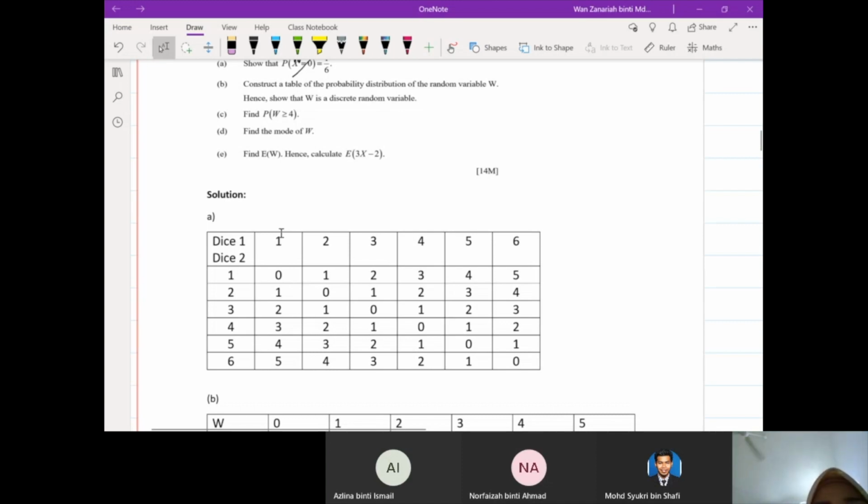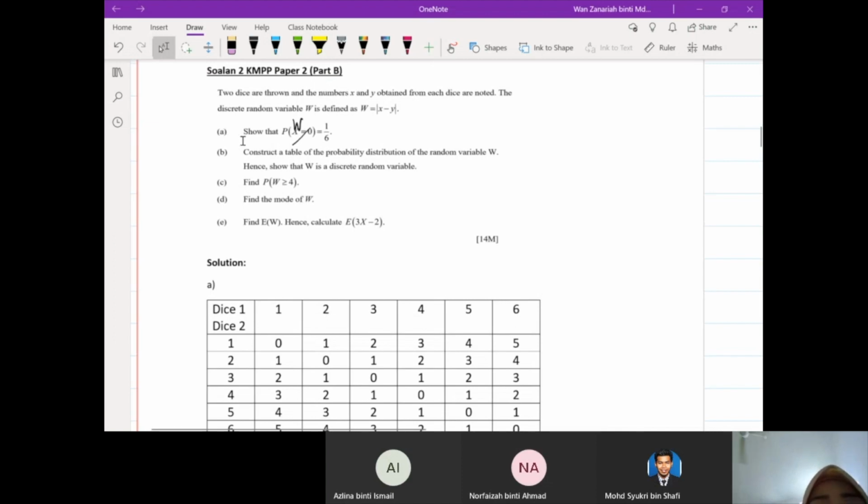Okay. So let's say dice 1 and dice 2 are 1, 1, so the difference will be 0. And if dice 1 is 2 and dice 2 is 1, the difference will be 1. So we calculate all the differences for 2 dice, and we will get this table. Alright?